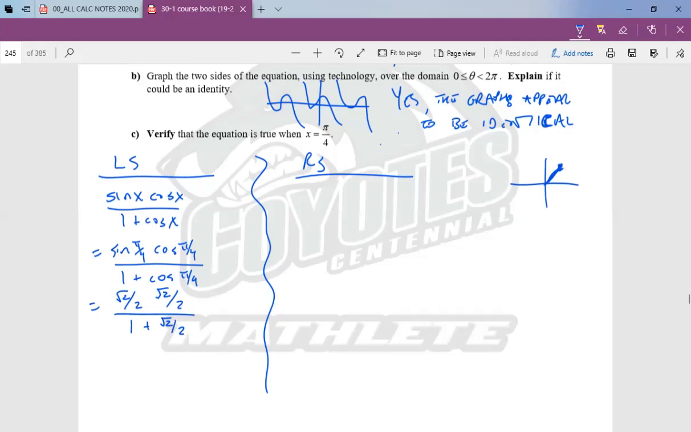This numerator ends up being 2 over 4. We're dividing it by this denominator, this 1 plus root 2 over 2. In this step, I'm probably going to take that 1 and I'm going to convert it. So I've got a common denominator. I'm going to call it 2 over 2 plus root 2 over 2. This is 1/2 divided by 2 plus root 2 over 2.